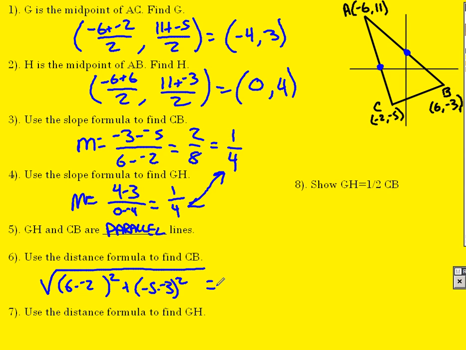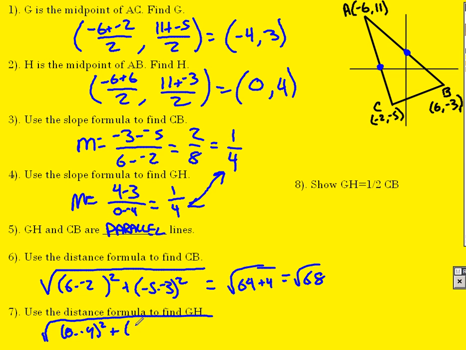So, what does that mean I'm going to get? I should get 8 squared, which is 64, and 2 squared, which is 4, so I get the square root of 68. And then for the other one, for G and H, same thing. The x's will be 0 minus negative 4 and square it. And then I'll have 4 minus 3 and square it. So this is the square root of 4 squared, which is 16, plus 1 squared, which is 1, so the square root of 17.